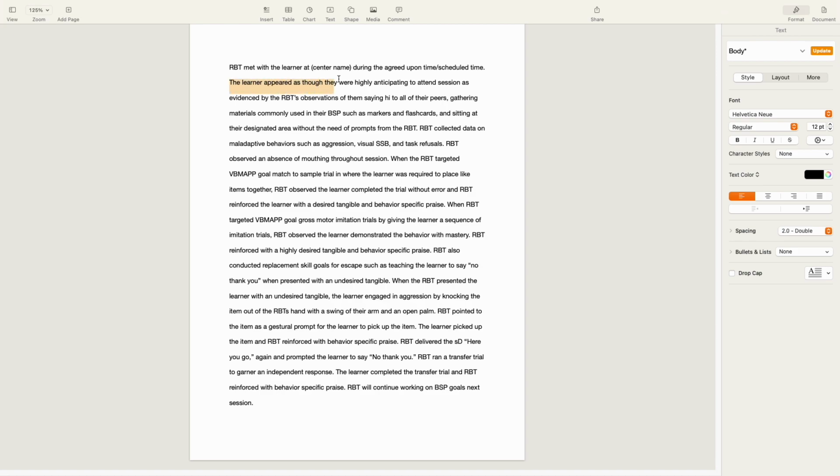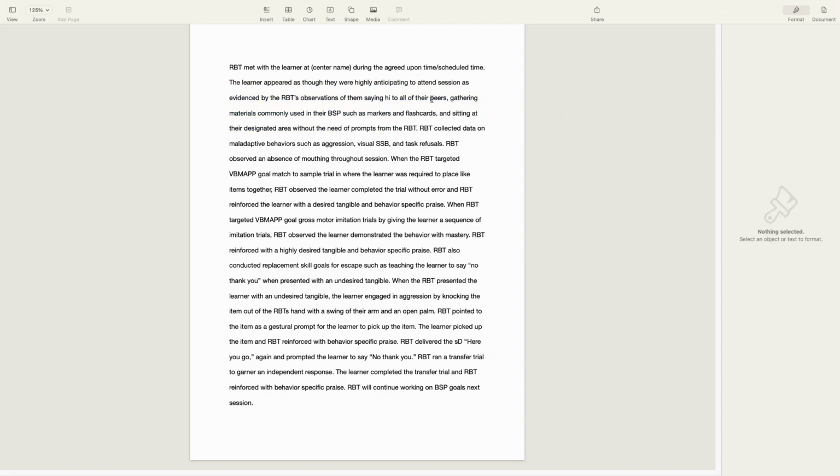The learner appeared as though they were highly anticipating to attend session, as evidenced. So this is really important. I'll read the whole thing. The learner appeared as though they were highly anticipating to attend session as evidenced by the RBT's observations of them saying hi to all of their peers, gathering materials commonly used in their BSP, such as markers and flashcards, and sitting at their designated area without the need of prompts from the RBT.